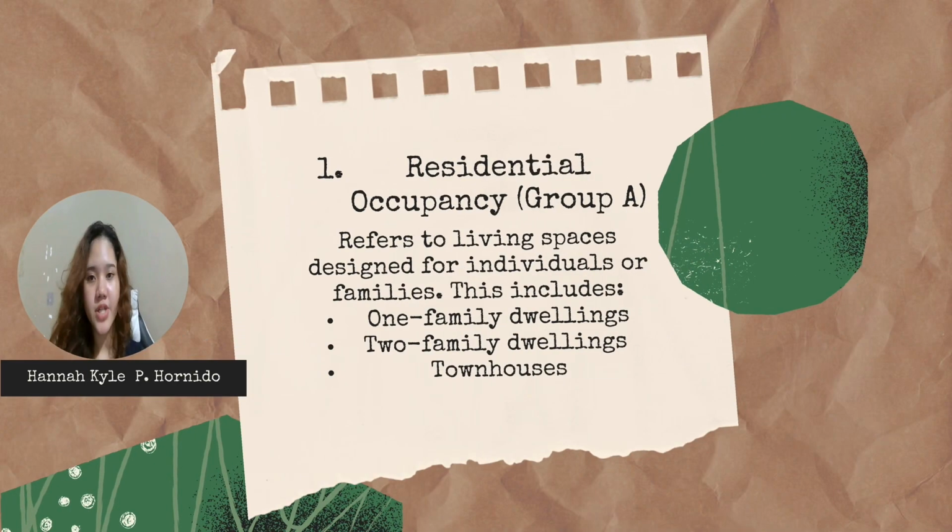Hello again. In this part, we will explore the examples of each professional fee in every type of occupancy. First is the residential occupancy group A. This type of residence is essential for providing shelter and community living. This includes one-family dwellings, single homes designed for one household; two-family dwellings, or duplexes that accommodate two households; and row houses, attached homes that share walls but are individually owned.